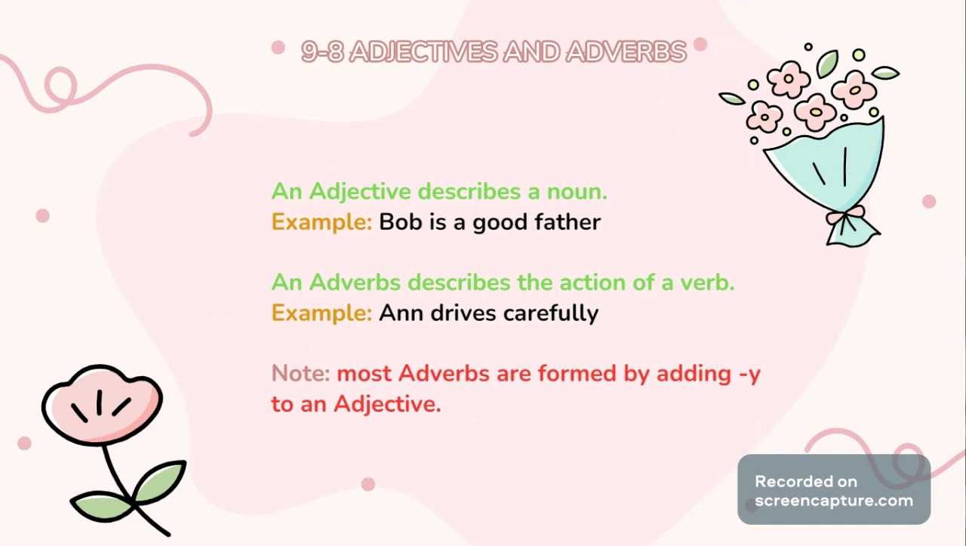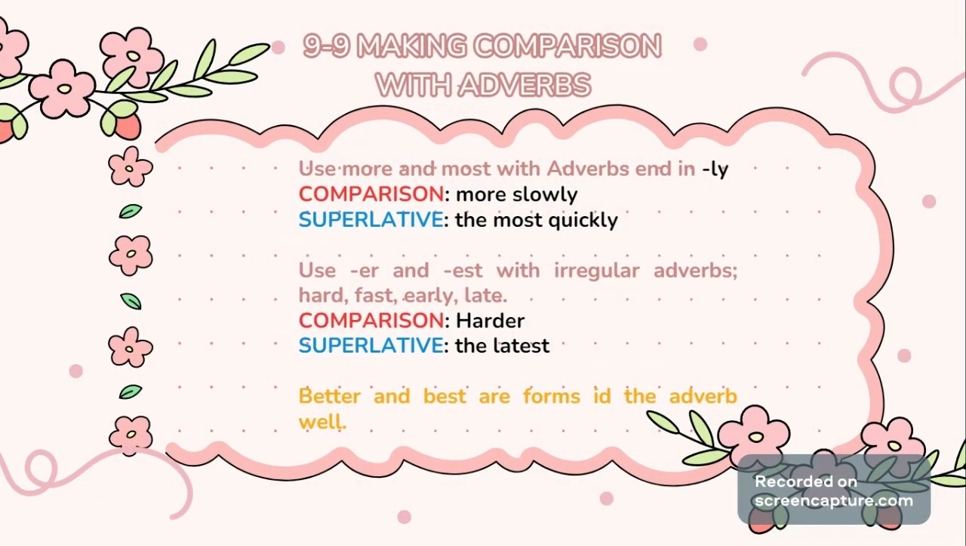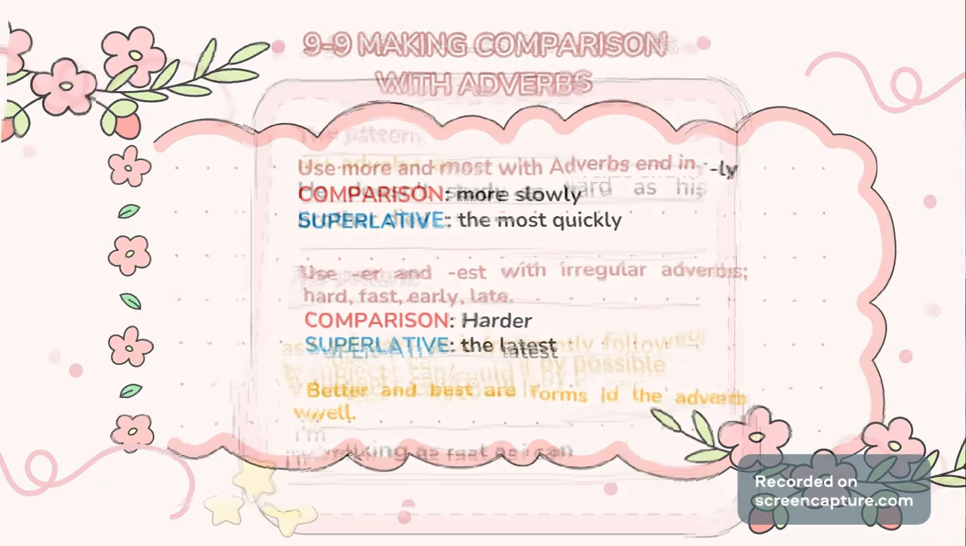Note, most adverbs are formed by adding ly to an adjective. In making comparison with adverbs, use more and most with adverbs ending in ly. For example, comparison, more slowly, and for superlative, the most quickly. Use er and est with irregular adverbs. For example, hard, fast, early, late. Comparison, harder. Superlative, the latest. Better and best are formed from the adverb well.